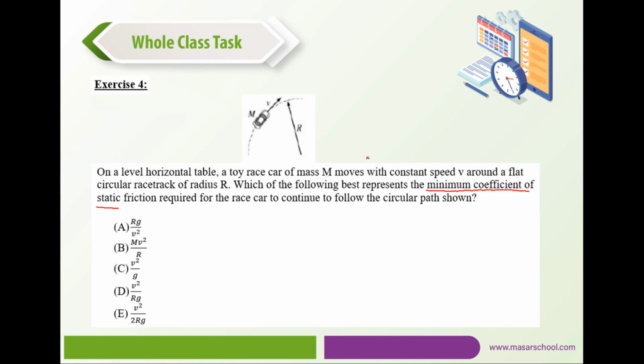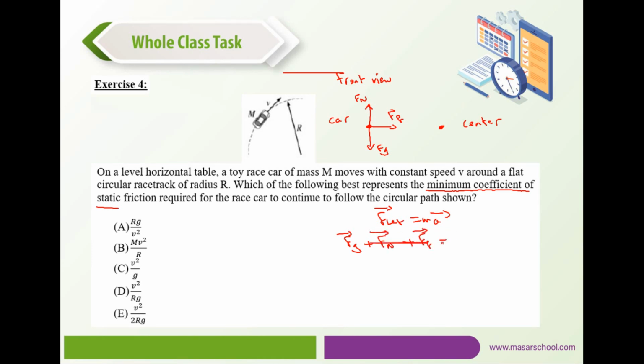But now, before we apply Newton's second law, let's utilize the FBD of the problem if we're considering a front view. That's the center, and that's the car. What are the forces acting along the car? We have the pull of gravity down, we have the normal push up, and we have the friction toward the center. Now F net is ma, which means the pull of gravity plus the normal push plus friction is ma.